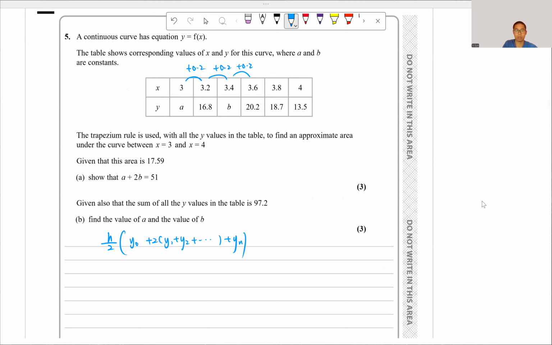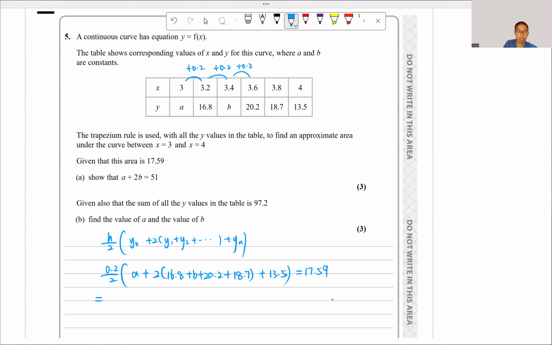So substituting into the formula, then the area is 0.2 over 2, and then y0 is the first y value, which is a, and then yn is the last y value, which is 13.5. And then all the rest in the middle we need to multiply by 2. So 2 times (16.8 plus b plus 20.2 plus 18.7), and then close brackets plus 13.5. And they tell us the area is equal to 17.59.